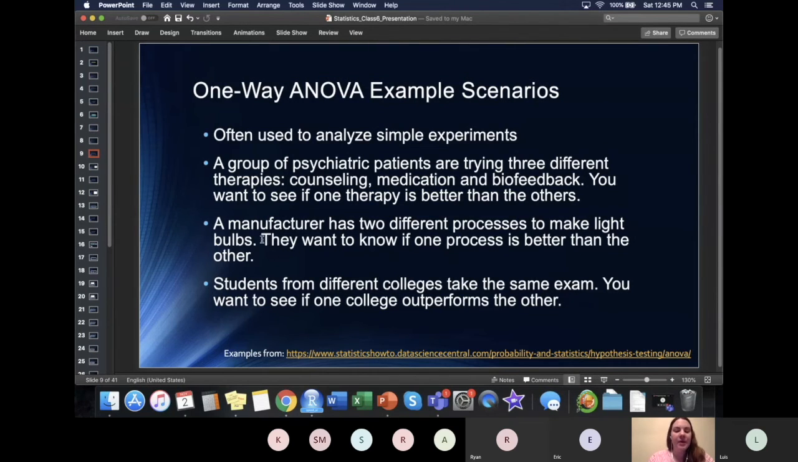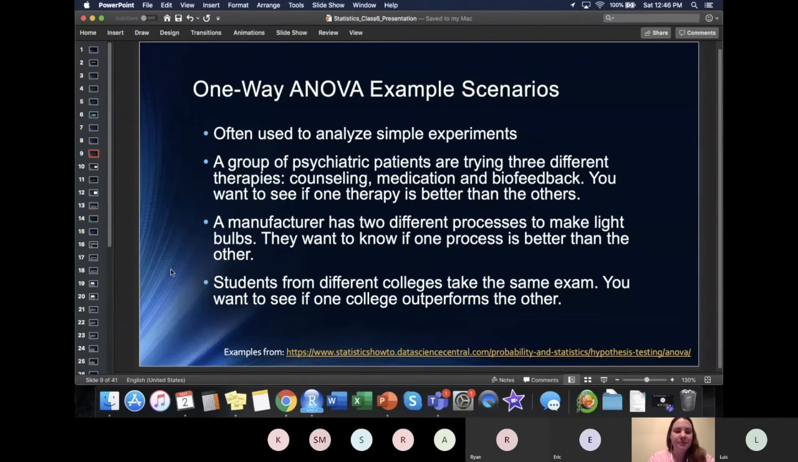The second example is a manufacturer has 2 different processes to make light bulbs. They want to know if one process is better than the other. So again, the brightness level would be a great way to measure it. If you look at the brightness level as a continuous variable, you would want to see if one process had more brightness than the other process. So that's a second example.